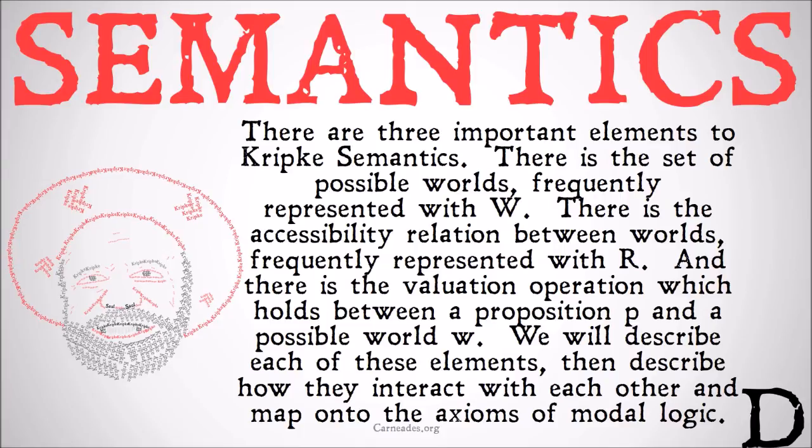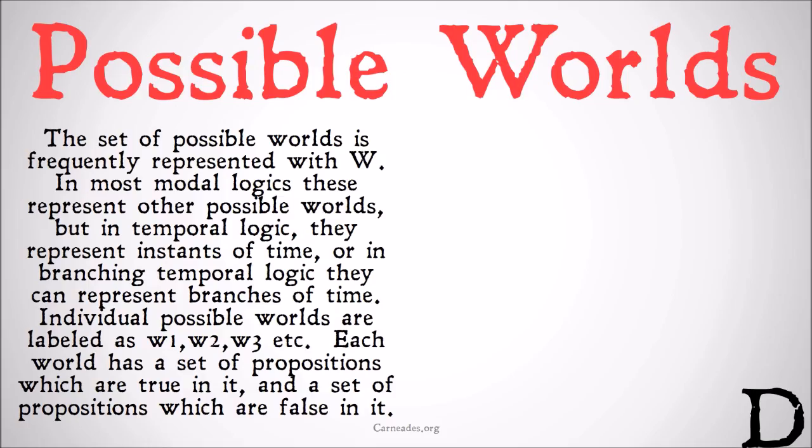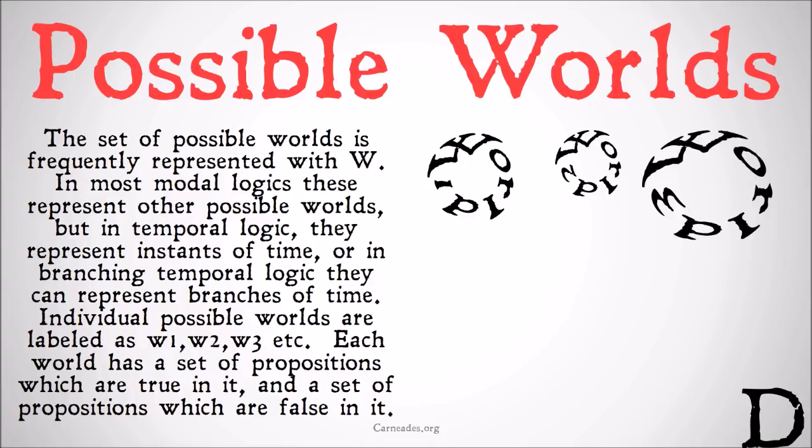We will describe each of these elements, then describe how they interact with each other, and finally map them onto the axioms of the various modal logics. So, the set of possible worlds is frequently represented with W. In most modal logics, these represent other possible worlds.